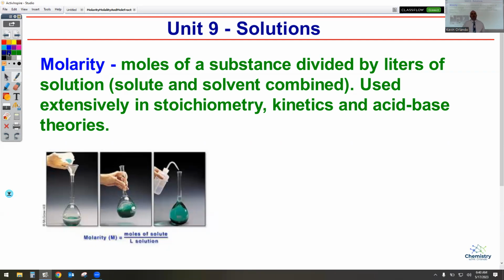Hi, everyone. Today we're going to talk about three different topics, all having to do with concentration: molarity, molality, and mole fraction. Molarity should be a review since we talked about it in an earlier unit.